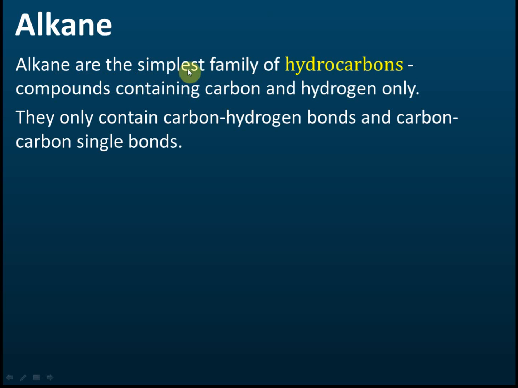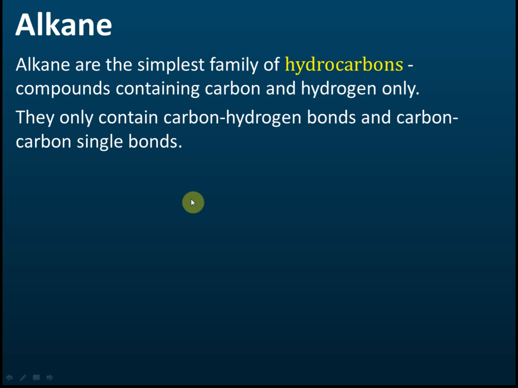Alkanes are the simplest family of hydrocarbon compounds, containing carbon and hydrogen only. In previous lessons, we learned that hydrocarbons are substances that contain carbon and hydrogen only in their molecules. We also learned that alkane is a saturated hydrocarbon, and if you still remember, saturated hydrocarbons only have carbon-carbon single bonds. If it has double or triple bonds between the carbons, then it's an unsaturated hydrocarbon.